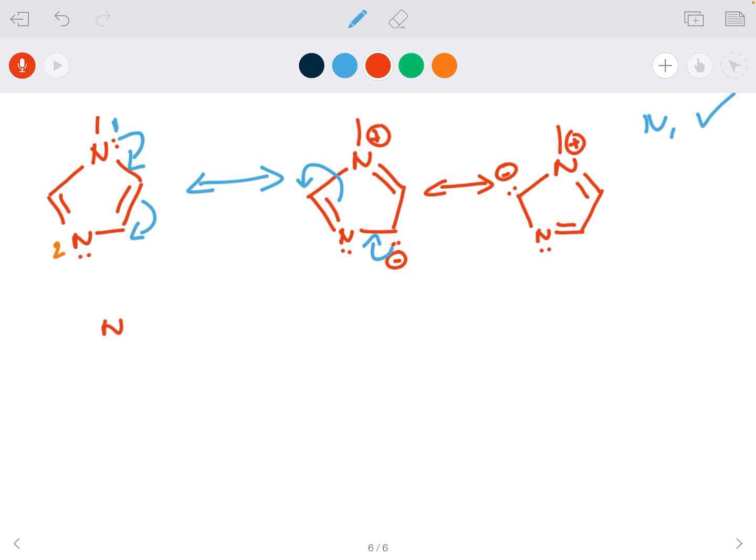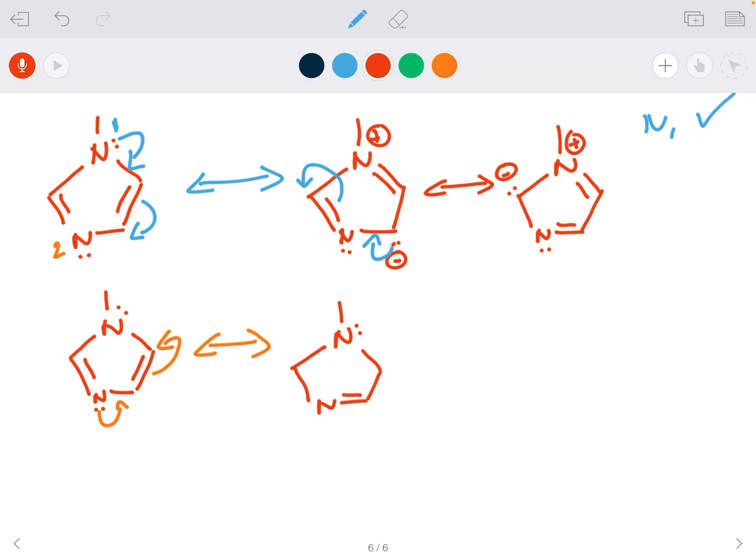Now what about N2? Okay, N2 now. Draw that resonance. Oops, I don't have the lone pair there anymore, because I moved it. The problem with this, again, is we have 2 double bonds next to each other in a ring. So that is not a resonance structure, so N2 is not part of the system.